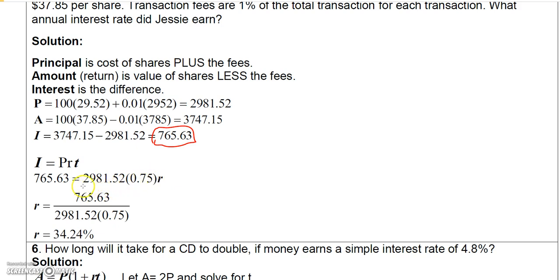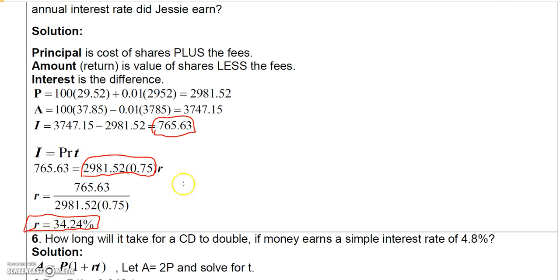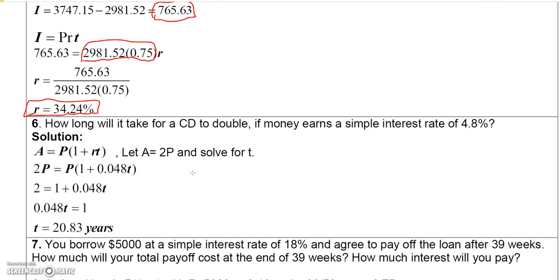So now to solve this, just divide both sides by this product, 2,981.52 times 0.75, and I get 765.63 divided by that product gives me 0.3424. And to the nearest 100th of a percent, that would be 34.24%. Okay, so that takes care of that one. I got a couple more here.